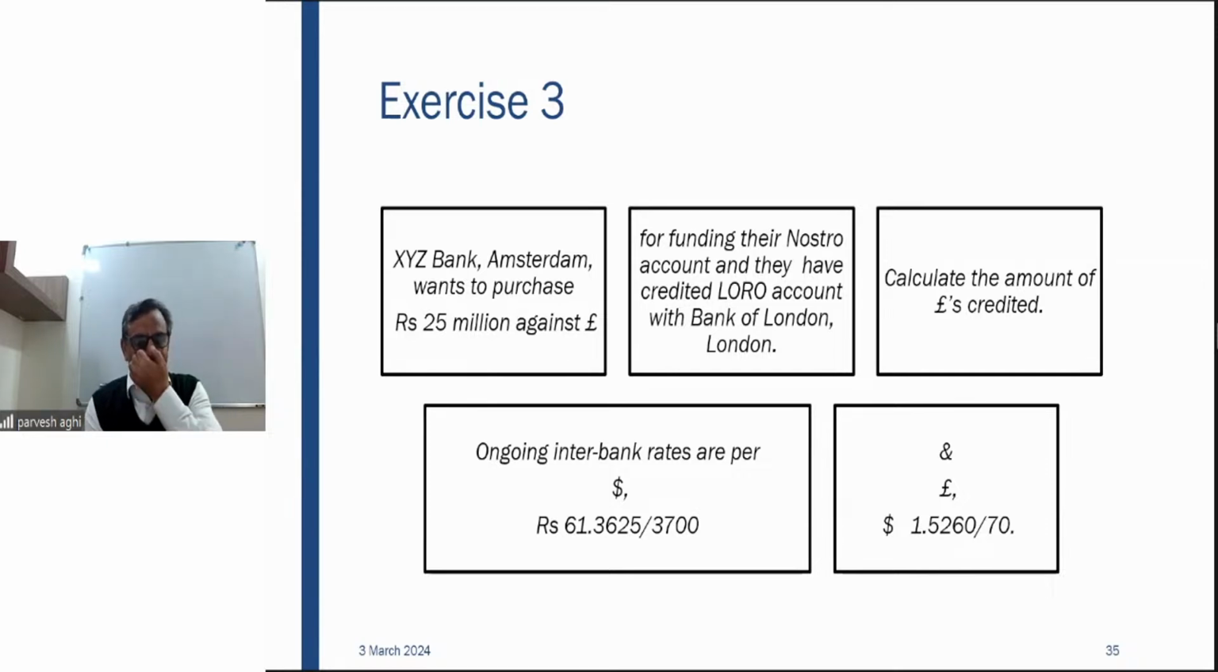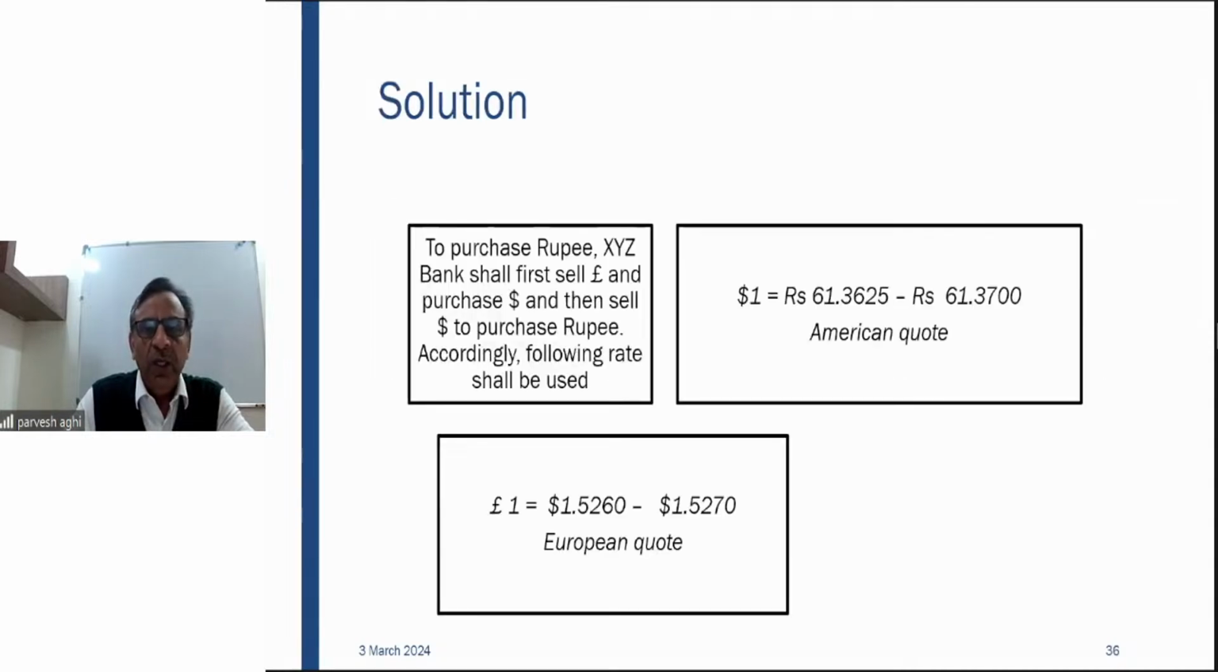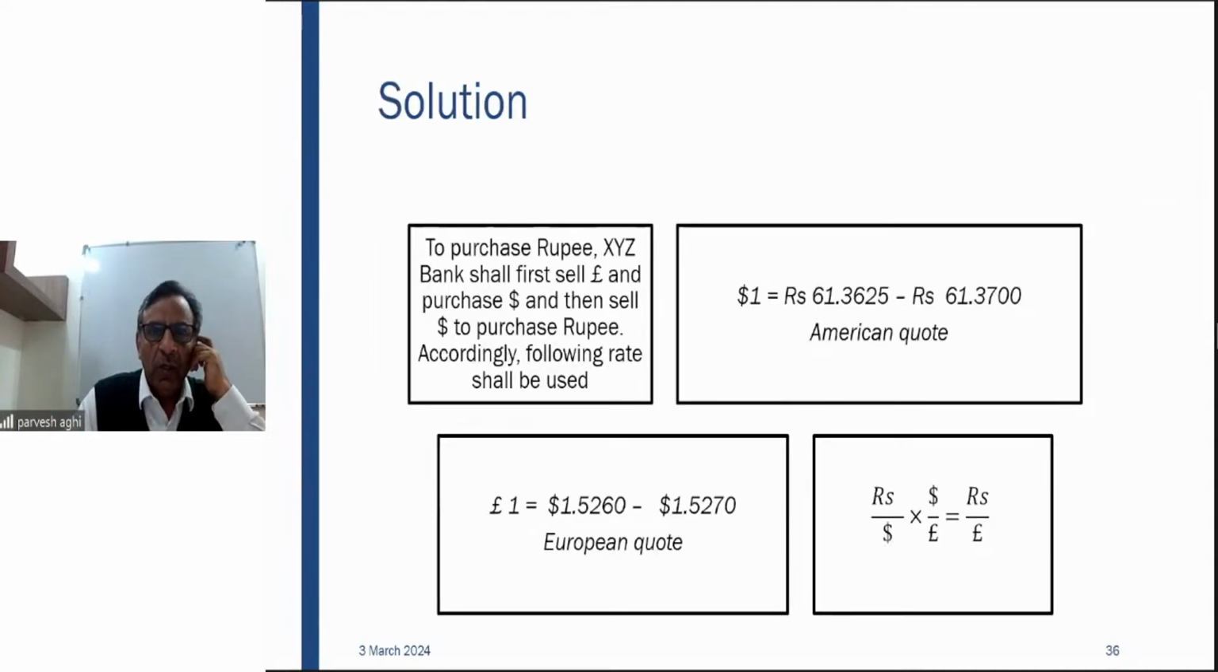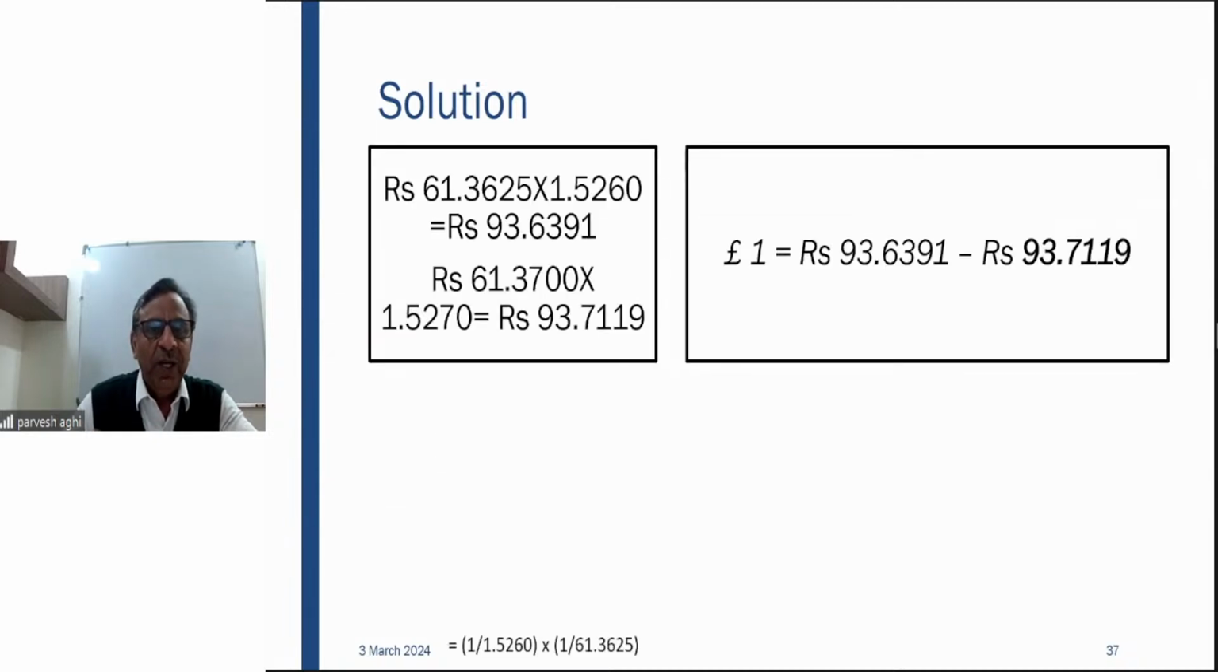If you use both the quotes, one is for buying dollars in terms of rupees, and another is for buying pounds in terms of dollars. But actually, we want to buy pounds in terms of rupees, so we need a pound versus rupee quote. One is American, another European, so we put it in a formula, and we get a rupee versus pound rate. One pound is equal to so many rupees after we apply this formula.